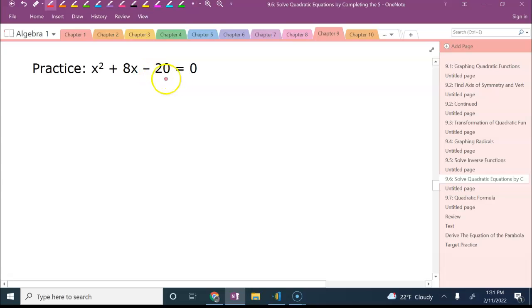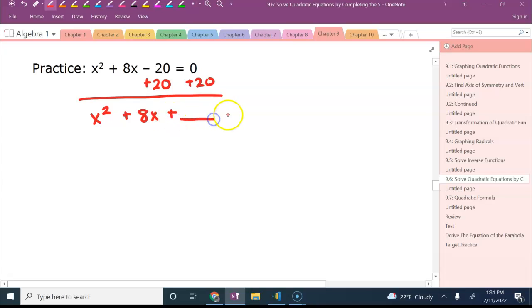So step 1 is to move that constant over to the other side. So we're going to add 20 over. So now it says x squared plus 8x plus a blank. And now we've added 20 over to this side, so we have positive 20 and then plus another blank. To fill that piece in, we're going to take our 8 and divide it by 2, which would be 4. And then you have to square that. So 4 squared, 4 times 4, would be 16. So 16 is what goes in your blanks.